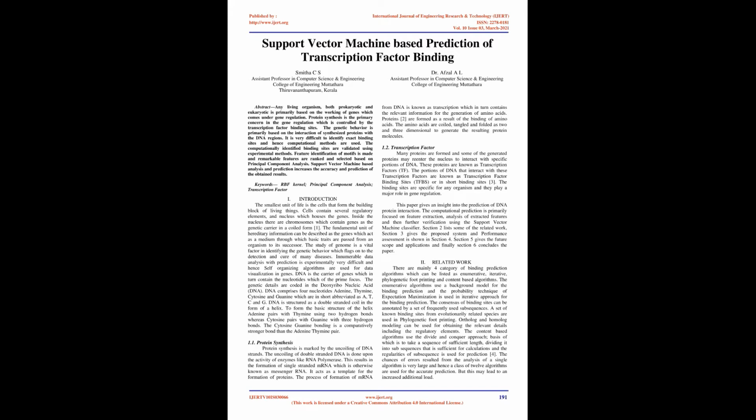Related work. There are mainly 4 categories of binding prediction algorithms, which can be listed as enumerative, iterative, phylogenetic footprinting, and content-based algorithms. The enumerative algorithms use a background model for the binding prediction, and the probability technique of expectation maximization is used in the iterative approach for the binding prediction.